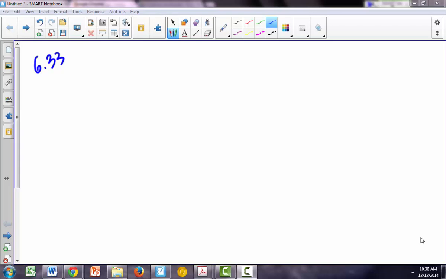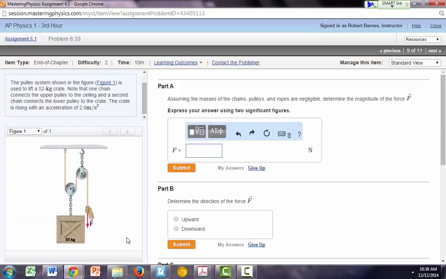Okay, I'm going to be doing 3 problems at the end of this assignment. I guess it's the 9th, 10th, and 11th problem, starting with 633, solving them for you. The number 9 problem was 633, the pulley that was accelerating.